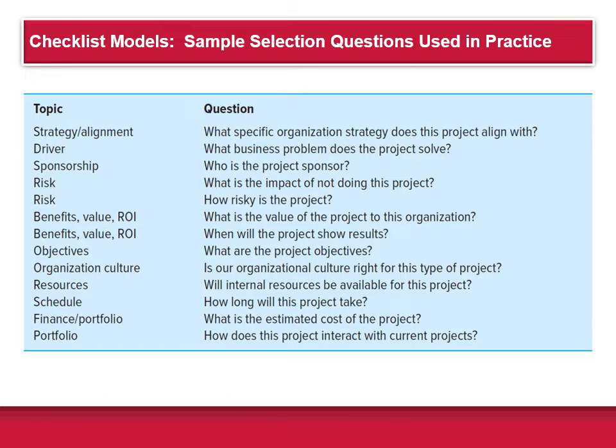So first, here's an example of the checklist models. These are some sample selection questions used in practice, and here you can see the topic, like strategy alignment. The question might be, what specific organizational strategy does the department align with? So there'll be a question you'd have to answer. Risk: what's the impact of not doing this project? So these are kind of broad questions you can ask.